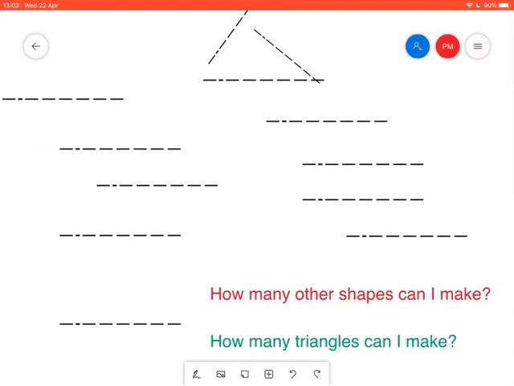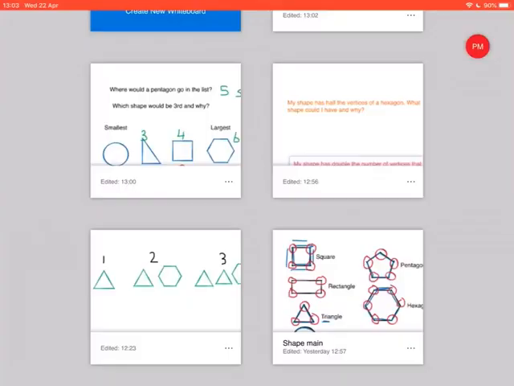So I'll pause the video here, have a quick go at that challenge. Okay, and feel free to send pictures of your creations and how many different shapes you got over Dojo, and I will have a look at them, because I've been enjoying looking at some of the work that I've been sent so far. Okay, so that is our last challenge for our sides.